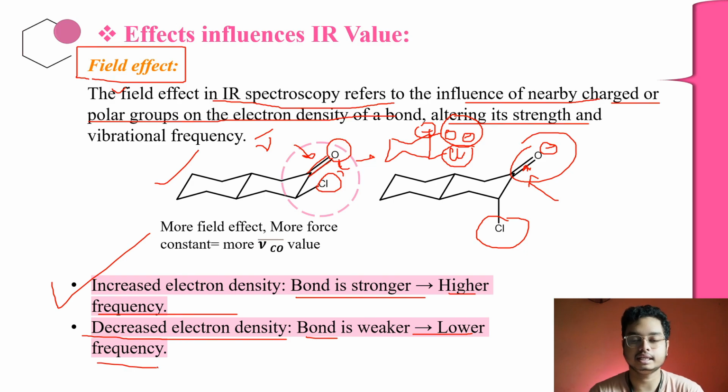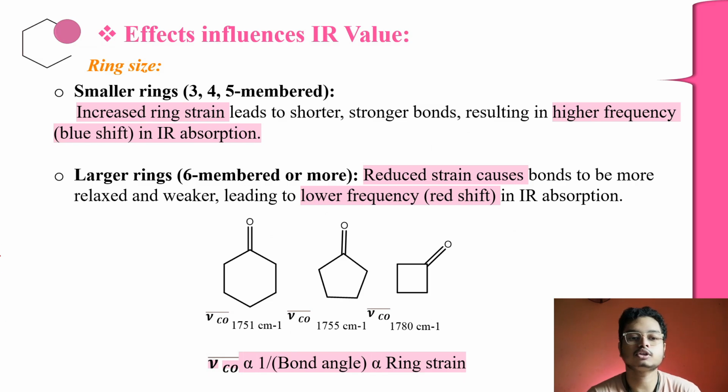So I hope this is clear for you, because this is a little bit tricky. Now let's talk about the ring size. This is also an important aspect in determining the IR values. Always remember, in the case of smaller rings, ring strain is observed. You already know angle strain and ring strain; if not, you can check out the conformers lectures. Since the smaller ring contains more ring strain, the carbonyl bond is stronger and shorter, which results in the higher frequency, or the blue shift in IR absorption.